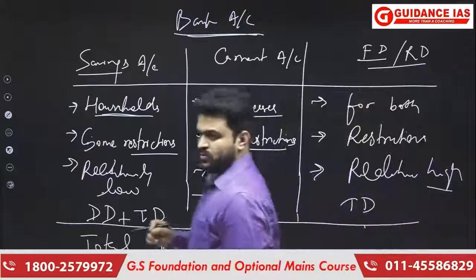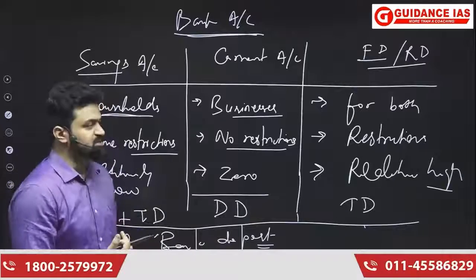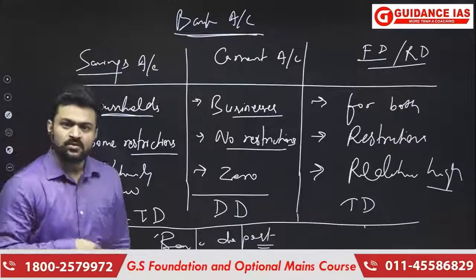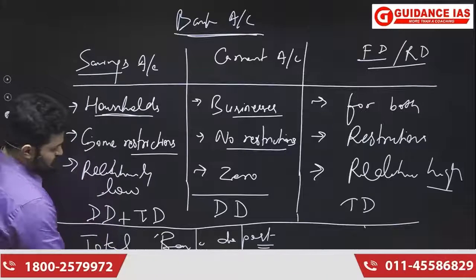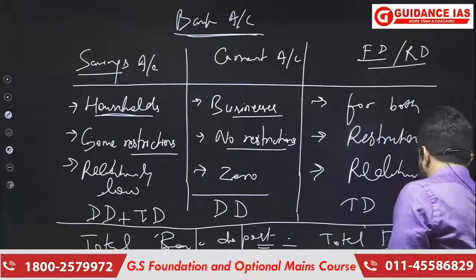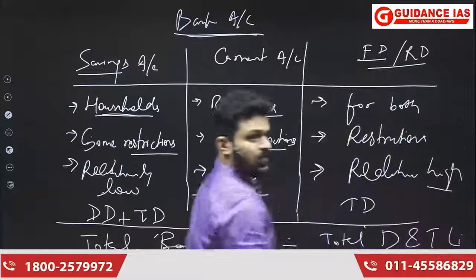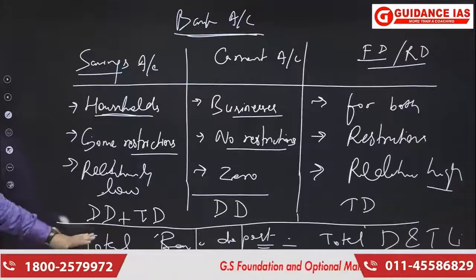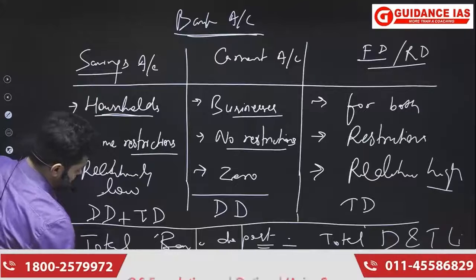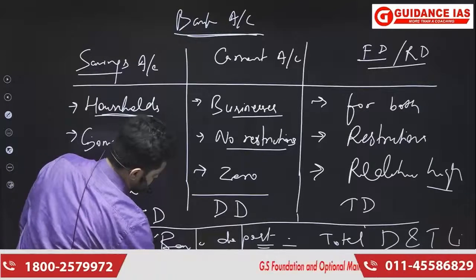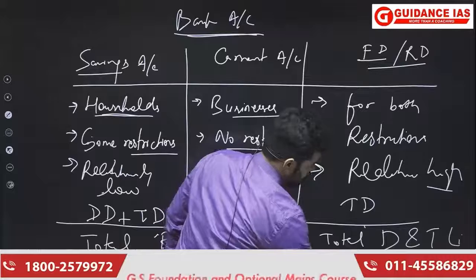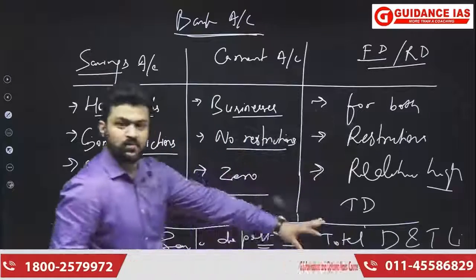Now, if I exclude the interbank deposits, that means the deposits of one bank in another bank, then what I get will not be the total demand and time liabilities. Here, total bank deposits will actually be total demand and time liabilities. If I exclude the interbank deposits, then this total bank deposit will become total public bank deposits, and this is called net demand and time liabilities.